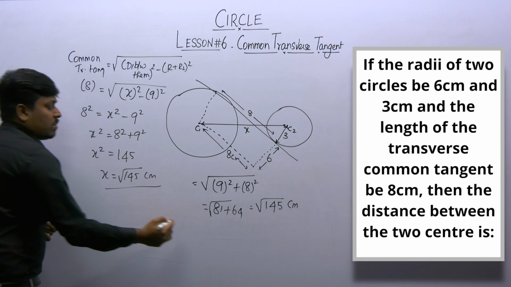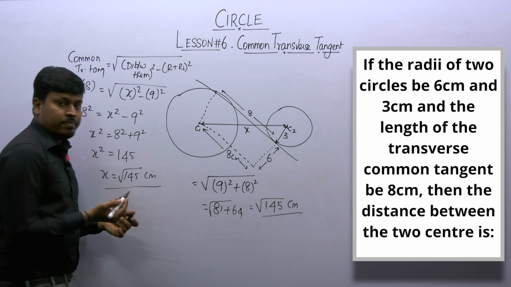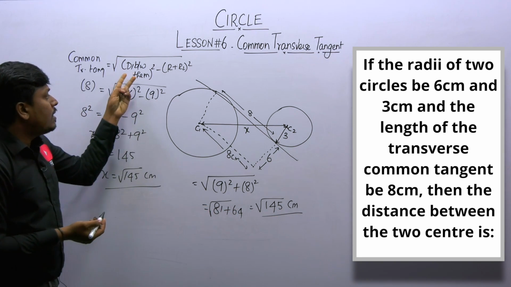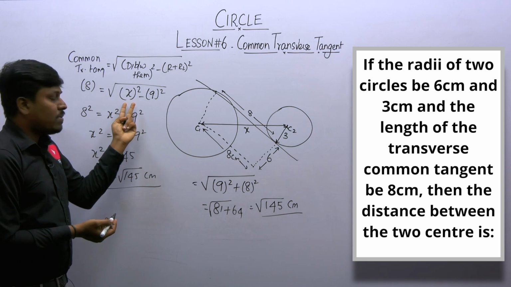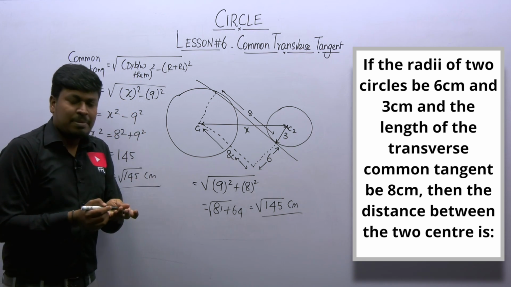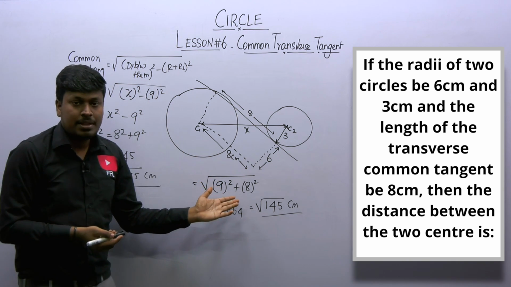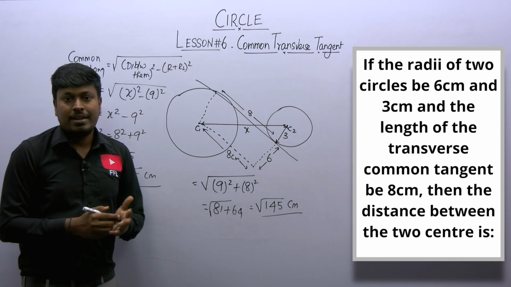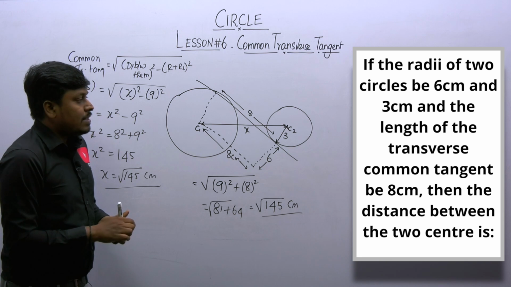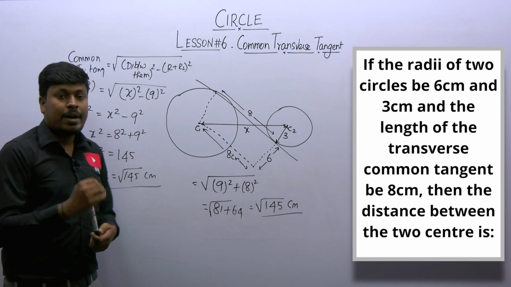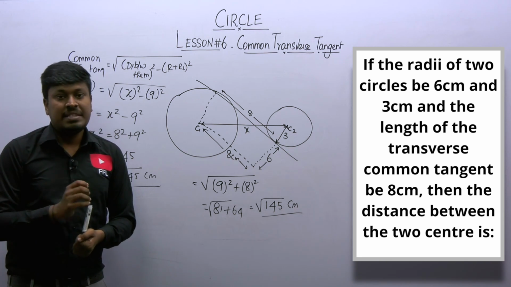Right? With both ways you can get the same answer. Got it? If you go with the formula method, keep the distance between them as x square and try to solve it. If you know the Pythagoras theorem, then no problem. You don't have to learn this; you can directly apply the Pythagoras theorem here and find the answer. So finally, the answer for question number 3 is square root of 145 centimeter.